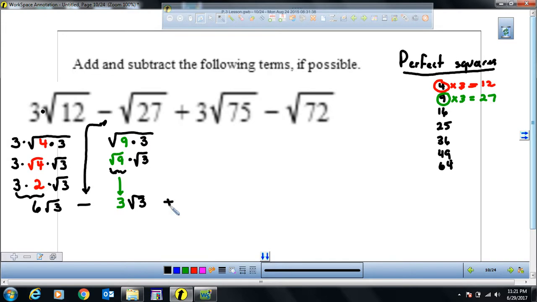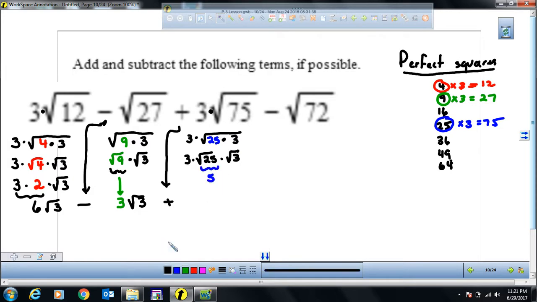Then we have a plus right here. And the next one is going to be 3 times the square root of 75. So we got 3 times the square root of 75, and we can simplify it. We can factor it by 25. So 25 times 3 equals 75. So it's going to give us the square root of 25 times 3, which again we can factor into 3 times the square root of 25 times the square root of 3. And then the square root of 25 is 5, so this is going to be 3 times 5 times the square root of 3.